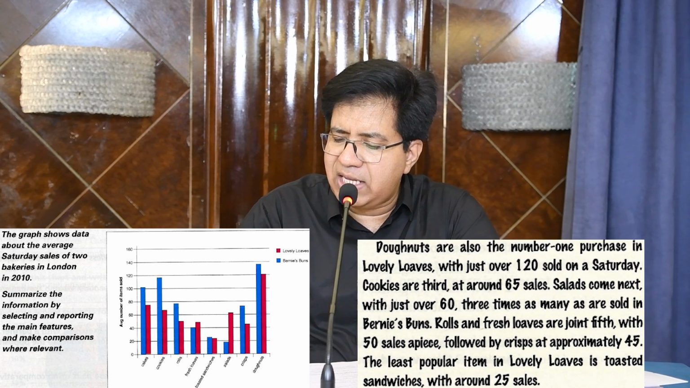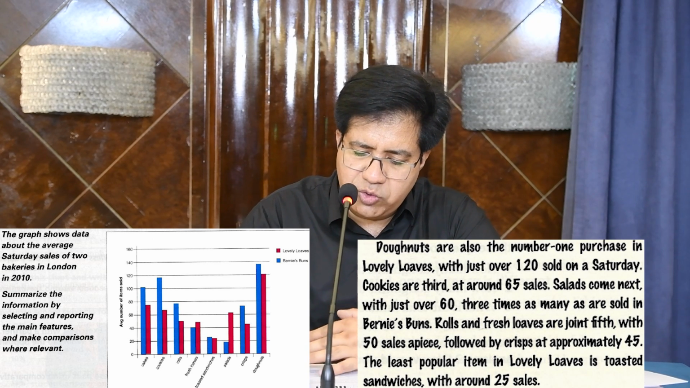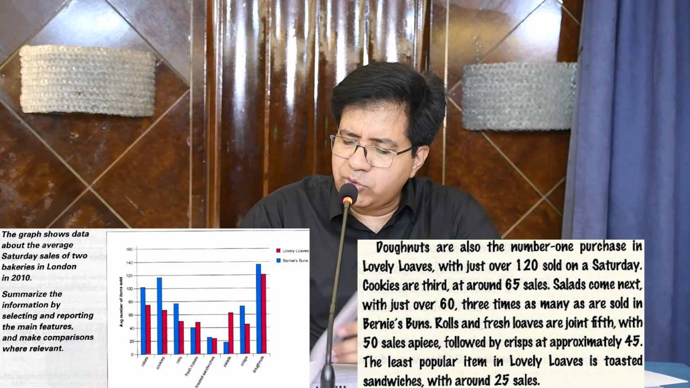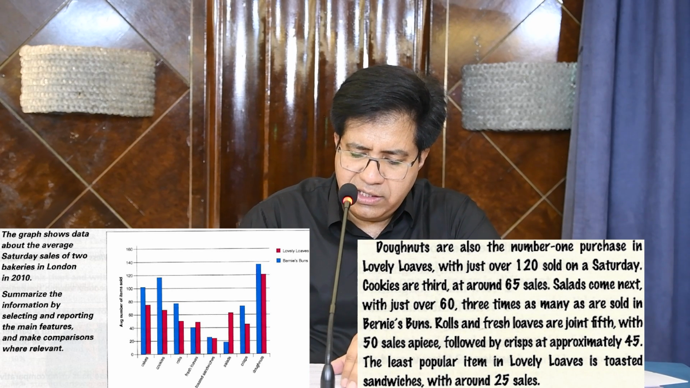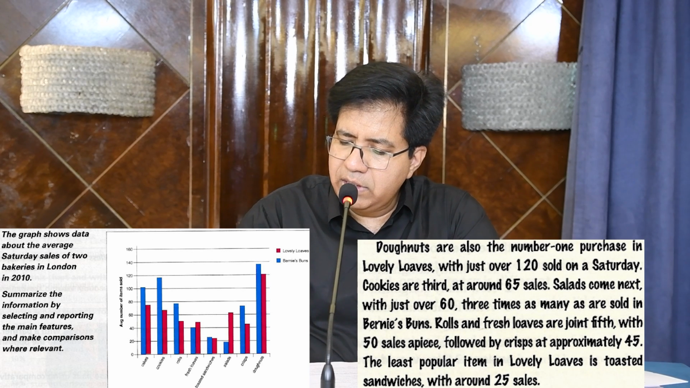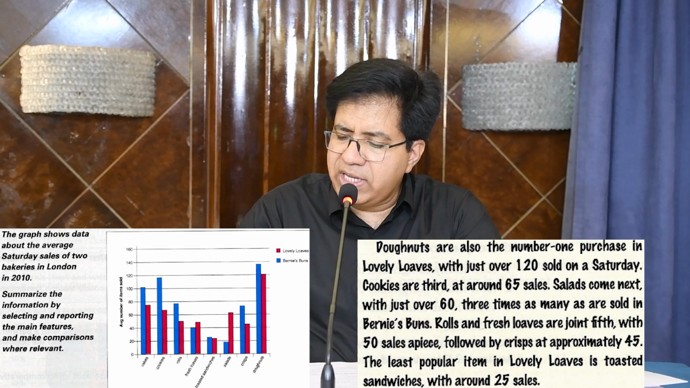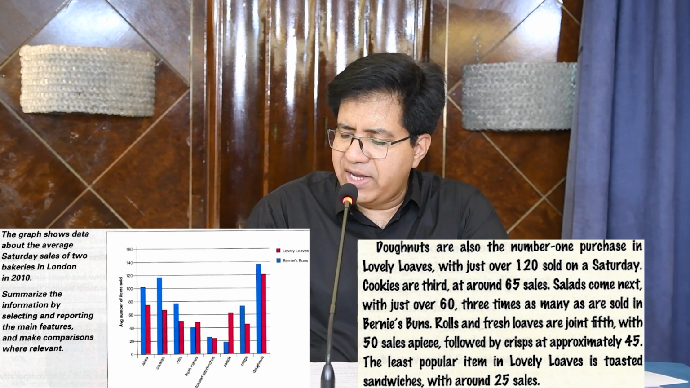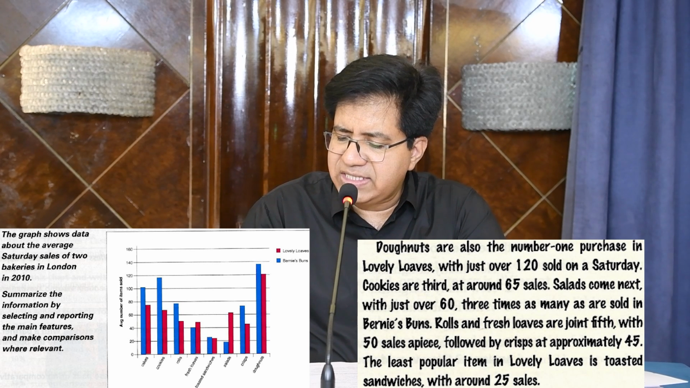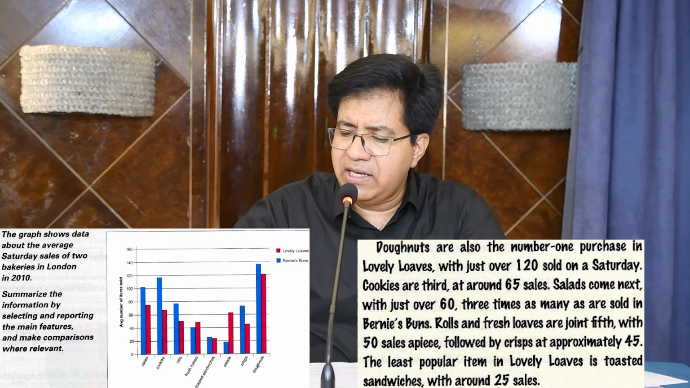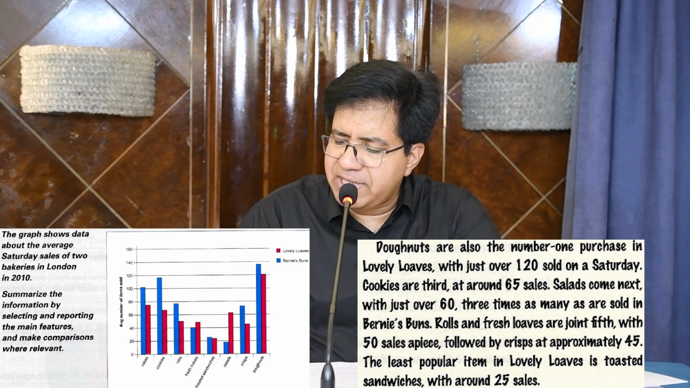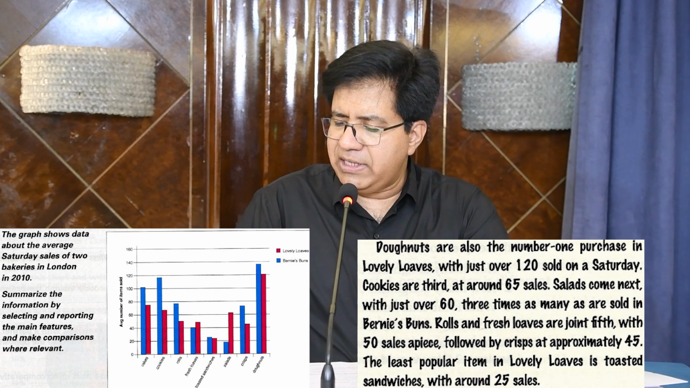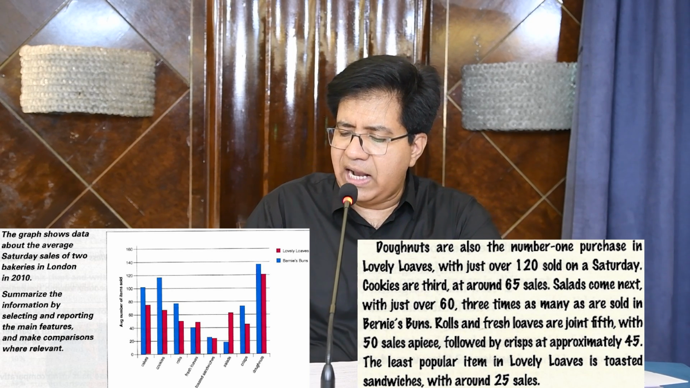Now the next item is donuts. Donuts are also the number one purchase in Lovely Loaves, with just over 120. Can you see over 120? Donuts, over 120. Yeah. Sold on a Saturday, cookies are third at around 65 sales and salads come next with just over 60, 3 times as many as are sold in Bernie's Buns. Now you're just comparing. Rolls and fresh loaves are joint 5th with 50 sales apiece. Apiece means each, 50 per piece. Followed by crisps at approximately 45. The least popular item in Lovely Loaves is toasted sandwiches with around 25 sales.